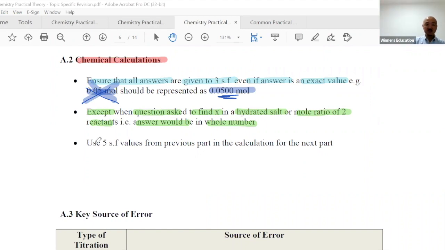Now, use 5 significant figures from the previous part in the calculation for the next part. You have to use it because of accuracy. It's better. Answer in 3 sig fig, but you go 5 sig fig. You will never have error. The error is minimized by a lot, okay? By having 2 more significant figures.